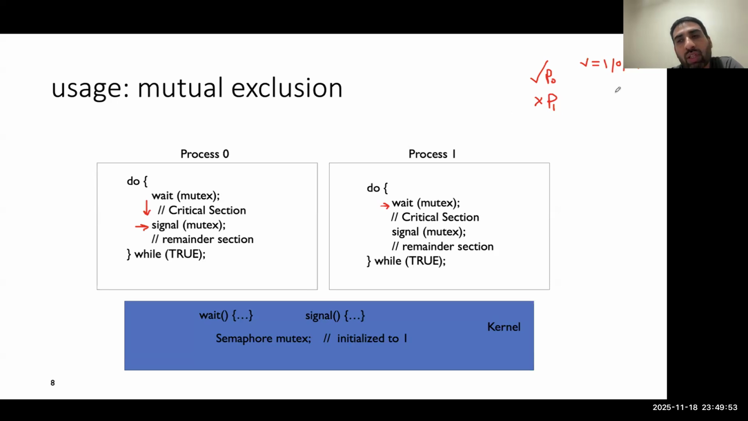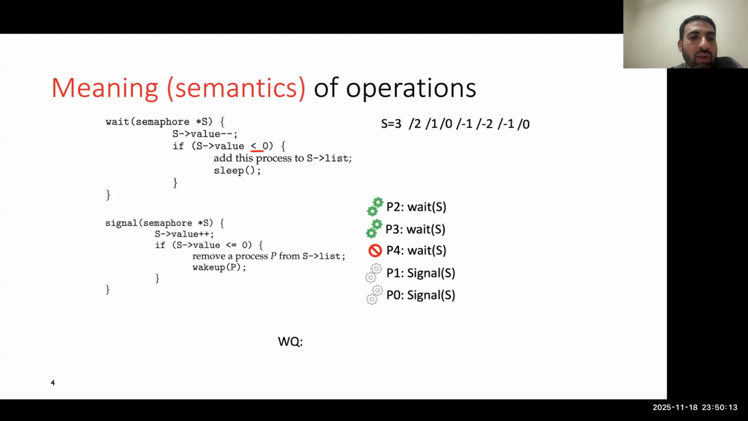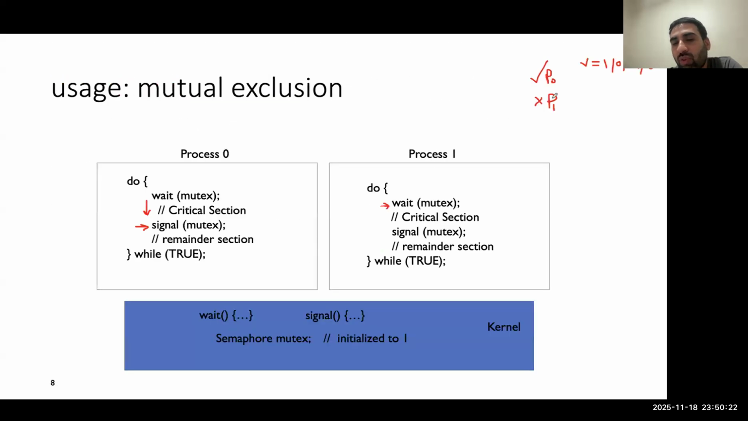Now when it performs the signal operation on the mutex, the value of the integer is incremented by 1, so it becomes 0. And then, according to the definition of the signal, if the value is less than or equal to 0, one process will be unblocked, right? So this process which was blocked, P1, will be unblocked, and it will be able to enter its critical section. Yeah, that seems pretty clear.